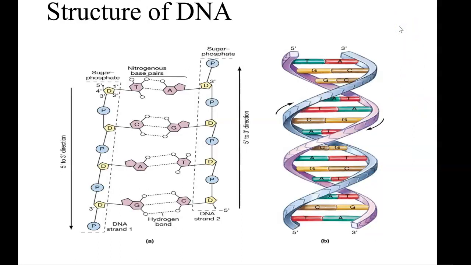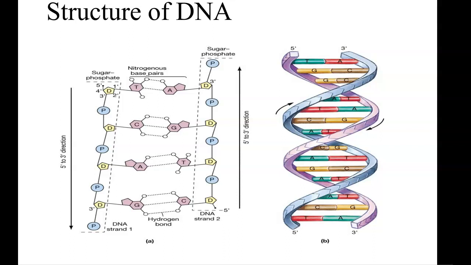So a little bit more detail of the DNA. On the right side, you can see that double helix. And on the left side, this is when we stretch it out as this ladder. On the outside part of the ladder, you can see that sugar phosphate. On the inside part, you can see those nitrogenous bases.